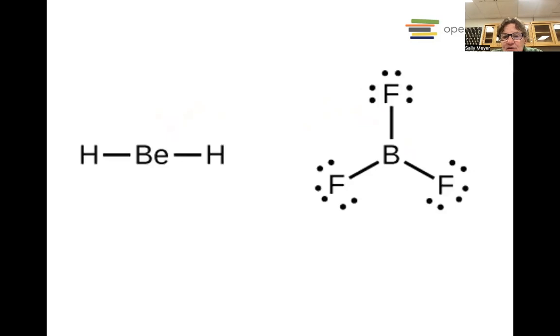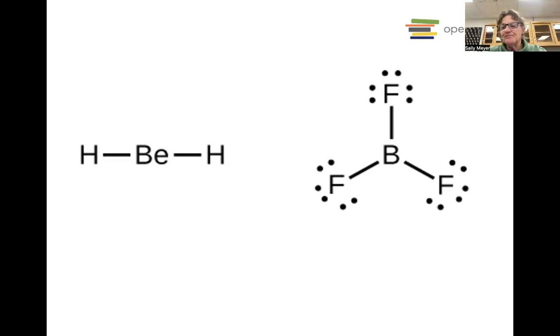Another case where you violate the octet rule is with electron deficient molecules. So beryllium only has 2 electrons in its valence shell if you look at its placement in the periodic table. Each hydrogen has 1. So in beryllium hydride, you only have a total of 4 electrons. There's nothing you can do to give beryllium any more. So it's just electron deficient based on its location in the periodic table.